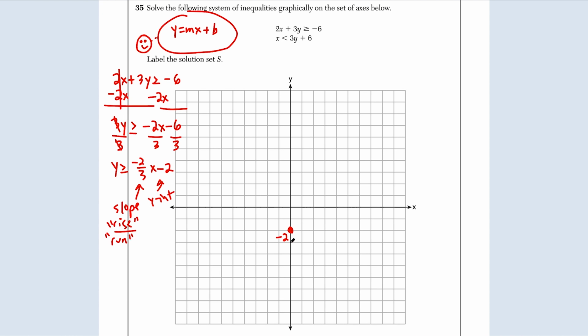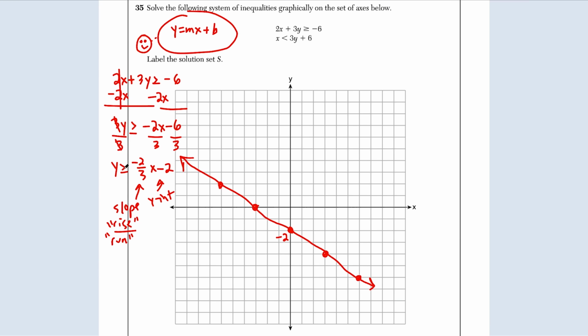So I could go down 1, 2 and over 1, 2, 3 like this. And I could just keep doing that, going down 2 over 1, 2, 3. And then if I want to go backwards, I'm going to go up 2 and to the left 3 like this. And notice that these points here are forming a straight line. So we're going up 2 to the left 1, 2, 3 like this. And now we're going to connect these points with a solid line.